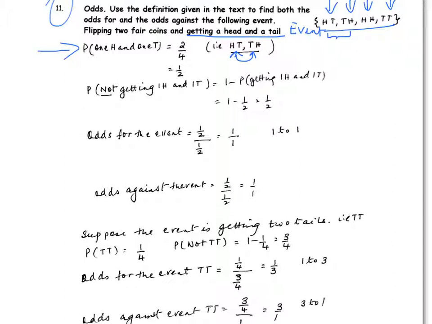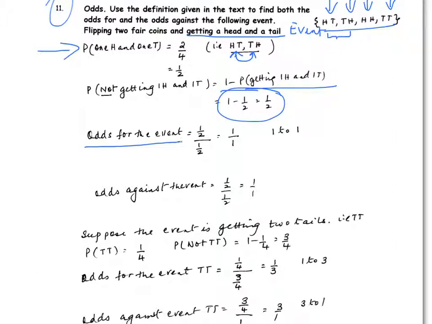What is the probability of the opposite happening, not getting one head, one tail? If you're not getting one head, one tail, then we're getting two tails or two heads. That's one way of calculating it. But since we already have the probability of getting one head and one tail, we subtract that from 1 using the rule of complements. Then we have 1 minus half equals half.